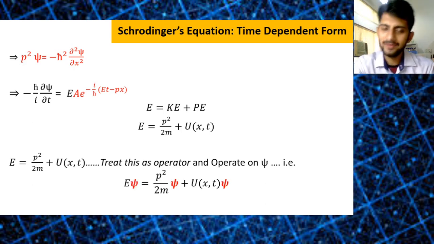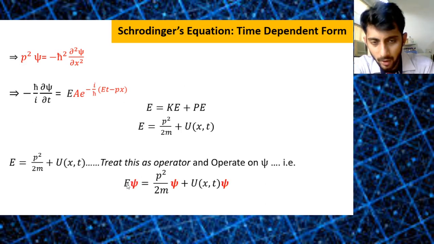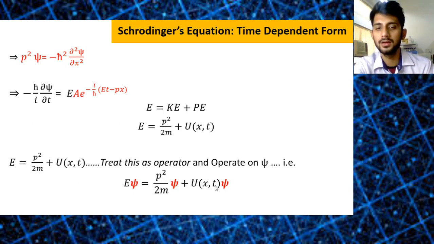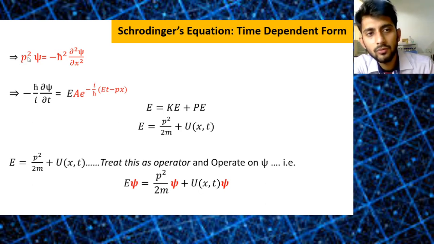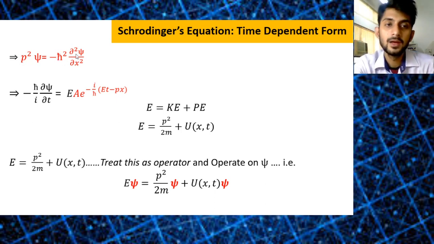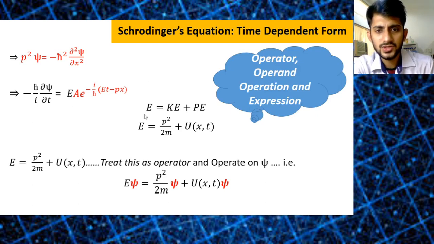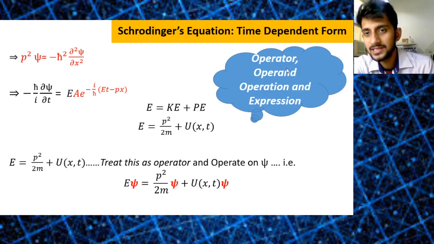Like that, I want that you should do e into psi, operate e on psi, operate p square upon 2m into psi and ux into psi. अब इन ऑपरेटर की वैल्यूज you can get from here. For example, if you want p square upon 2m into psi, you know what that means. P square upon 2m means I want to have minus h cross square upon 2m del square psi by del x square. तो ये दो चीजें यूज करके I can get the equation like this.